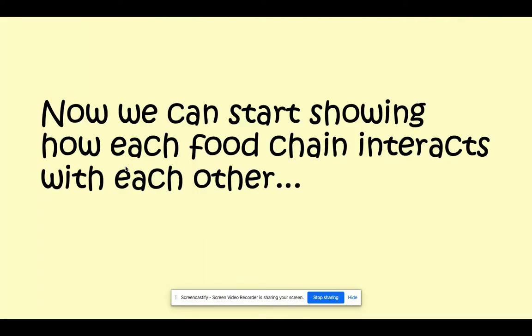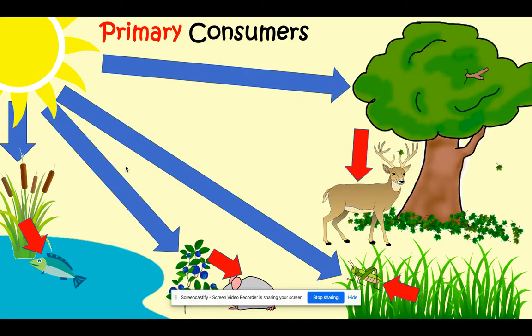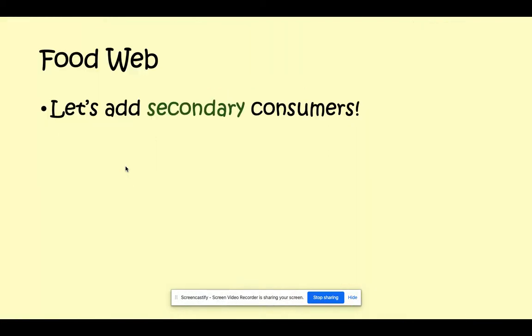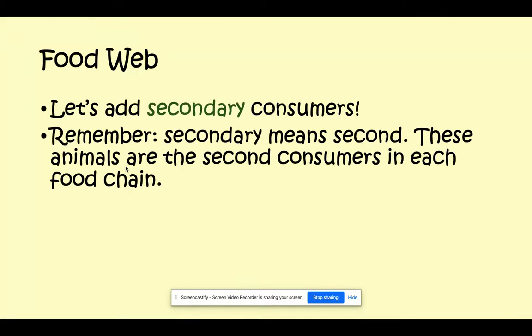So if we start showing how each food chain interacts with each other, you'll see how these animals are all interacting. So if you follow those arrows, if we start with the sun giving energy to the tree, who eats the tree? The deer. Okay, but the deer can also get some energy from that grass because deer are herbivores, so they're eating grass as well. So if you follow the arrows, it'll show you that singular food chain within a food web.